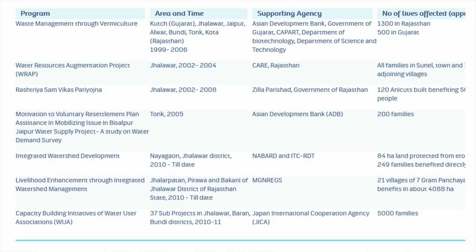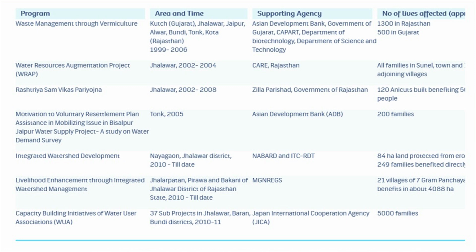The third program, as you can see here, is Rashtriya Sam Vikas Pariyojana, which was again carried out at Jhalawar from 2002 to 2008, and the supporting agencies were Zilla Parishad and Government of Rajasthan, and 120 beneficiaries were there.